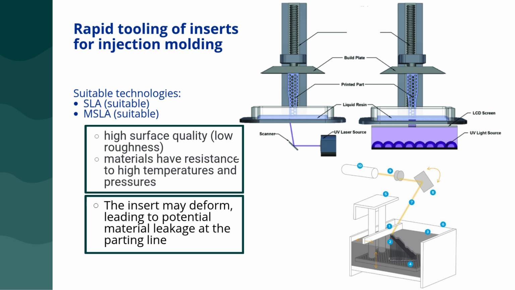Typically, these materials are based on acrylate polymers. By incorporating different additives, these acrylates can withstand very high temperatures, over 250 degrees Celsius, and are also designed to endure high pressure. One of the primary advantages of this technology for injection molding is the high surface quality and low roughness it provides, resulting in high-quality final parts produced with these inserts.